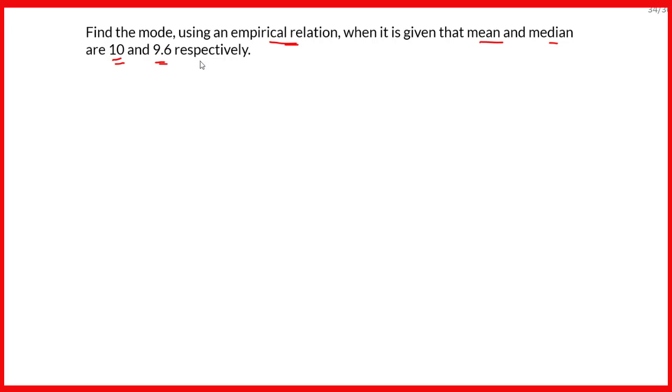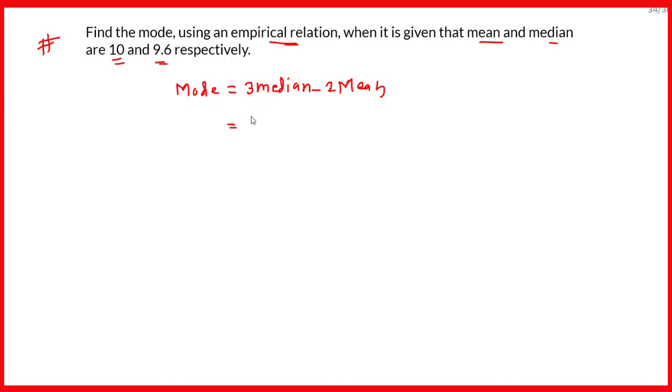Here friends, you have to find the mode when the mean and the median are given to you. This is the most common question that is asked in the examinations. These numbers may change, but this question is repeated a number of times. So it is always better to learn the empirical formula. So what is the empirical formula? Mode is equal to 3 median minus twice of mean.